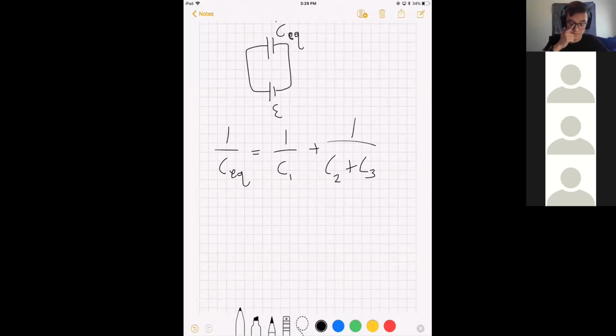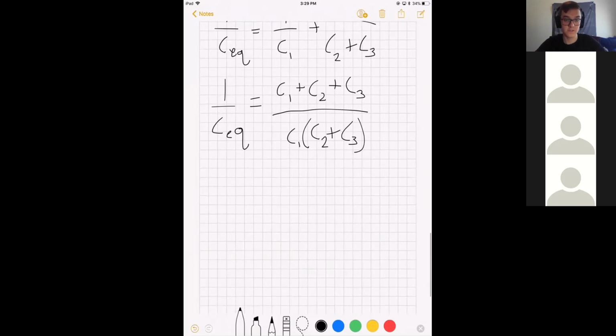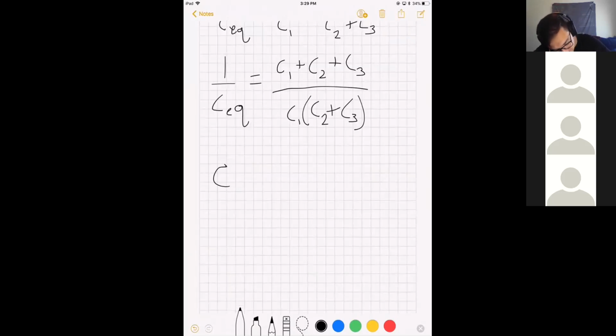What we want to do is solve for CEQ, so we have to get a common denominator on the right side. We multiply by C1 on the right term and end up with C1 plus C2 plus C3 over C1 times C2 plus C3. That's equal to 1 over CEQ. Now I can flip both of these fractions over, and we find CEQ is equal to C1 times C2 plus C3 divided by C1 plus C2 plus C3.